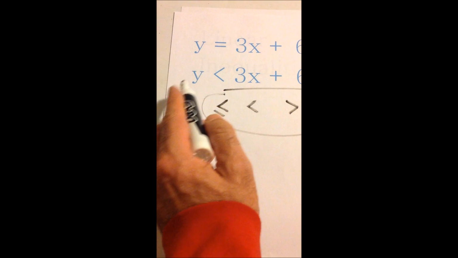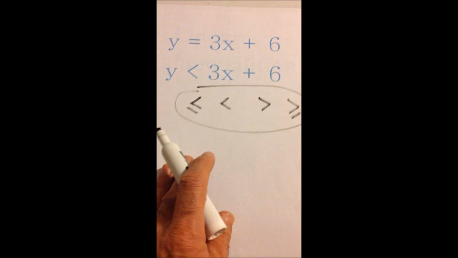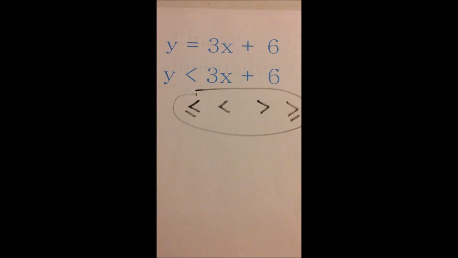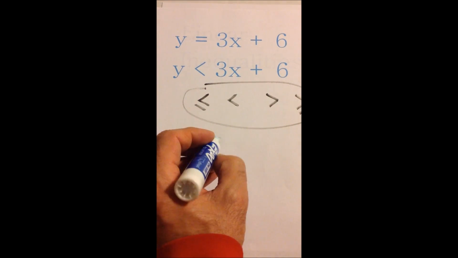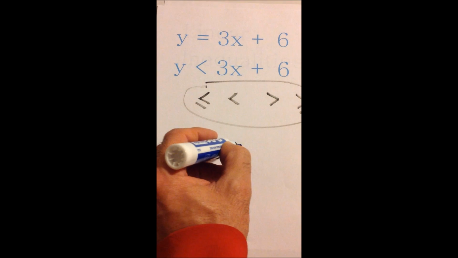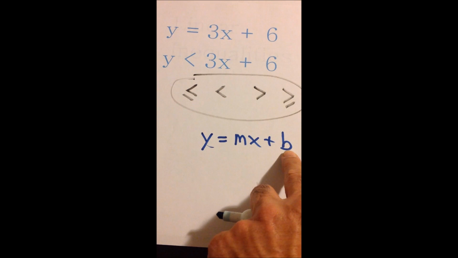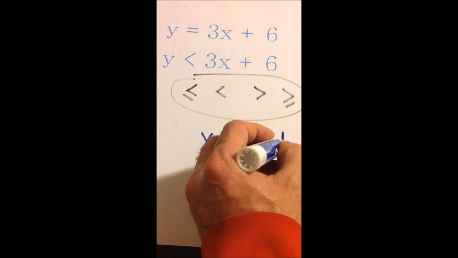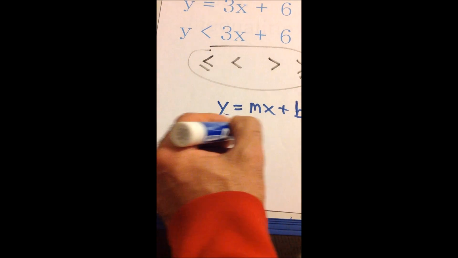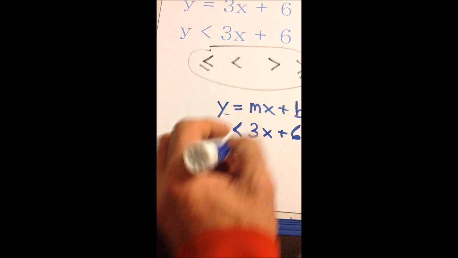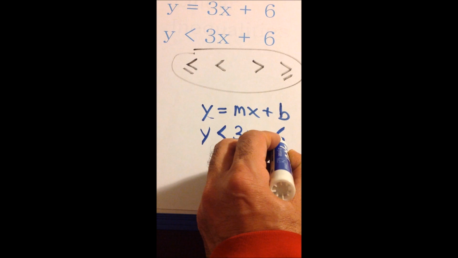In this case here, we're saying that y is less than 3x plus 6. So with a linear equation, we're saying y equals mx plus b. And b is the y-intercept. That's where the line will cross, the y-intercept. And m is the slope. So in this case, we have y is less than 3x plus 6. So 3 is the slope, and it crosses at 6 on a graph.